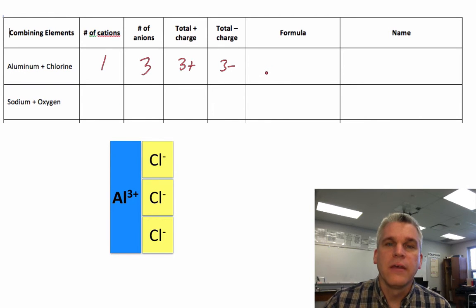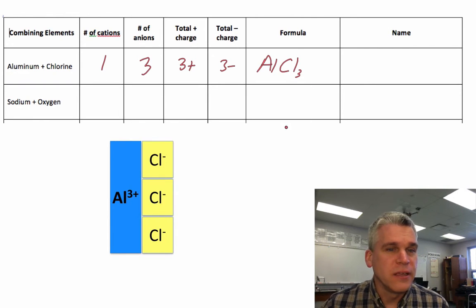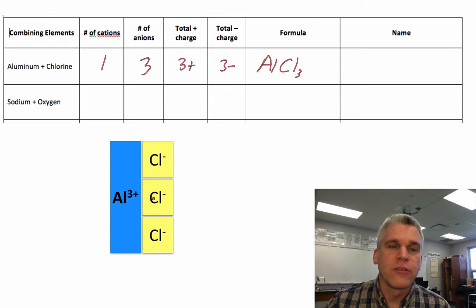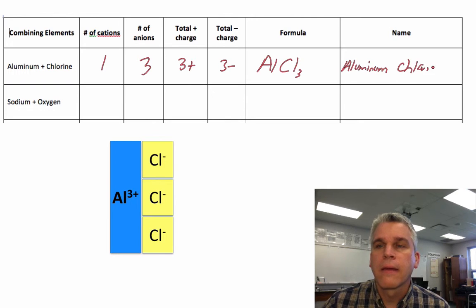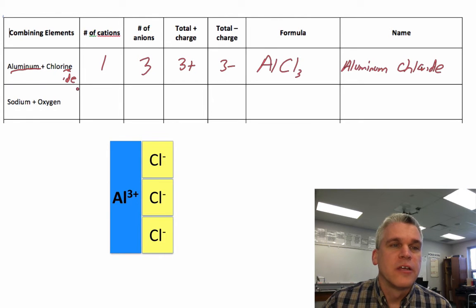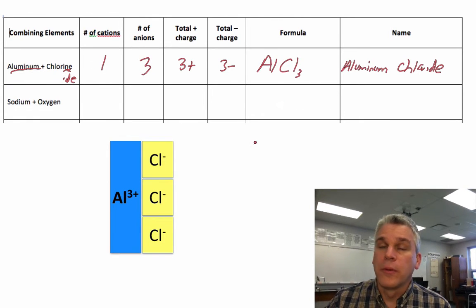The formula then would be AlCl3. So again, it kind of takes the place of that crisscross method because we have just the 1 aluminum and then the 3 chlorines. Now the name of this is aluminum chloride. How you get the name, you take the cation, that stays the same, and then you take the anion and you change the ending to IDE. So aluminum and chlorine together make aluminum chloride.